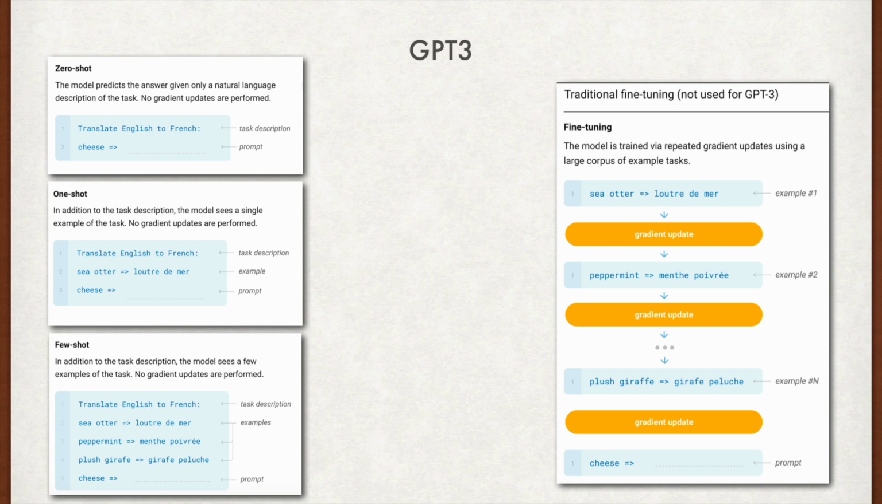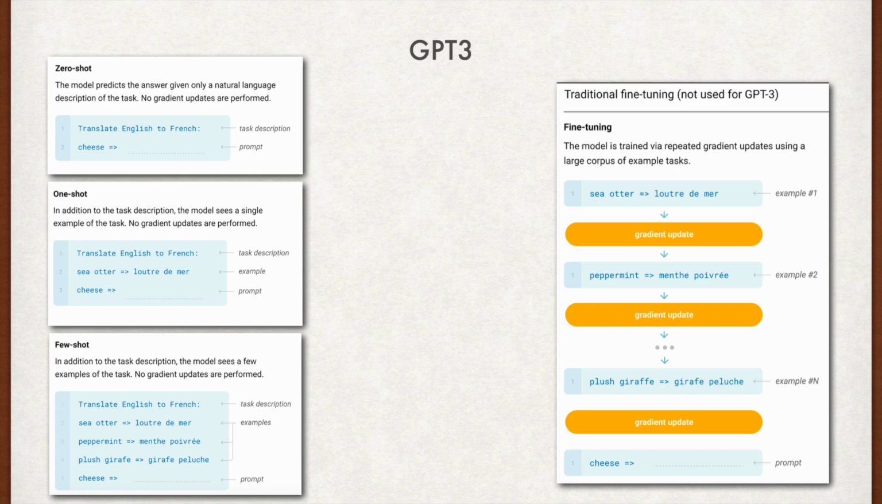Zero-shot learning, which we covered in previous slides, is where the model predicts the answer given only a natural language description of the task, without gradient updates. We simply predict the next tokens based on a given context. Here, in this example, given the prompt translate English to French, new line, cheese, arrow, we expect the next token to be the translation of the word cheese.